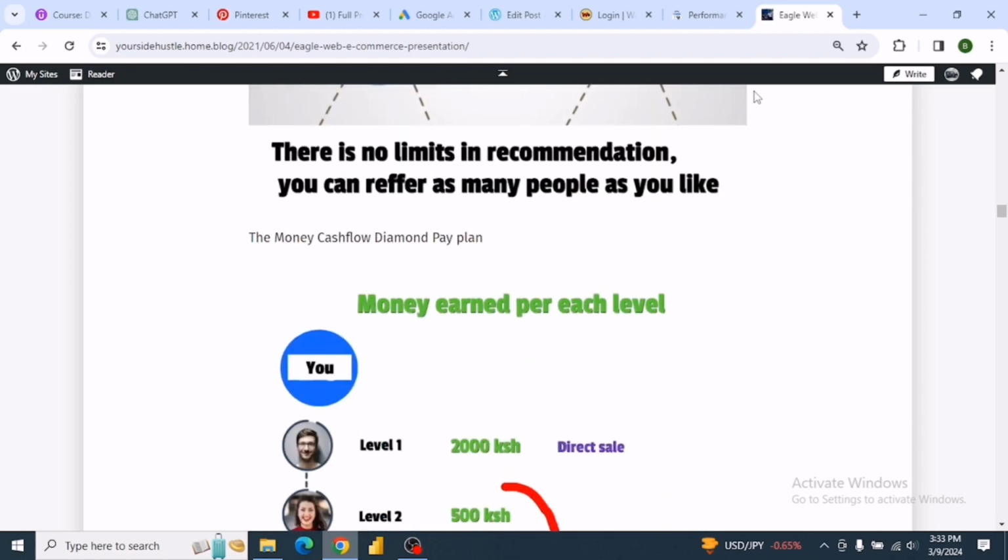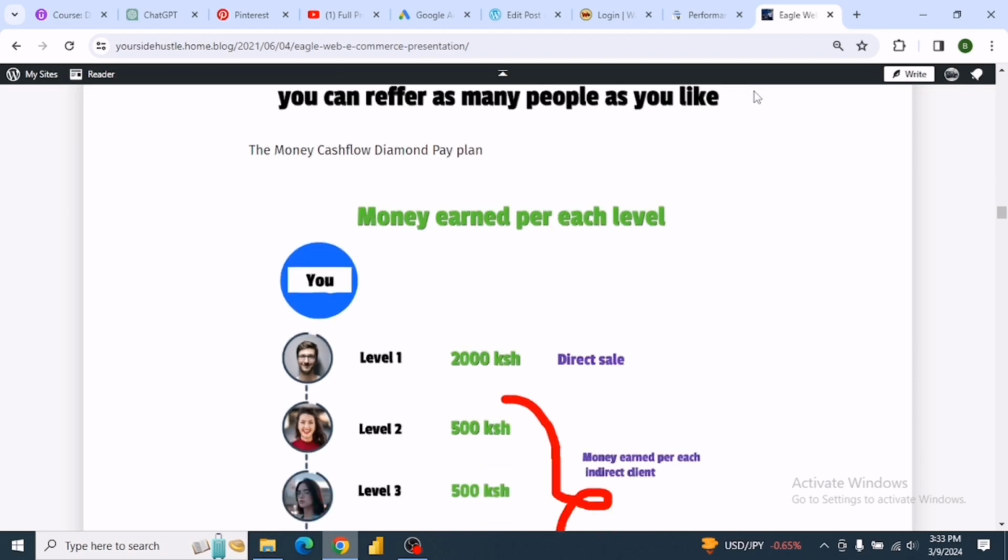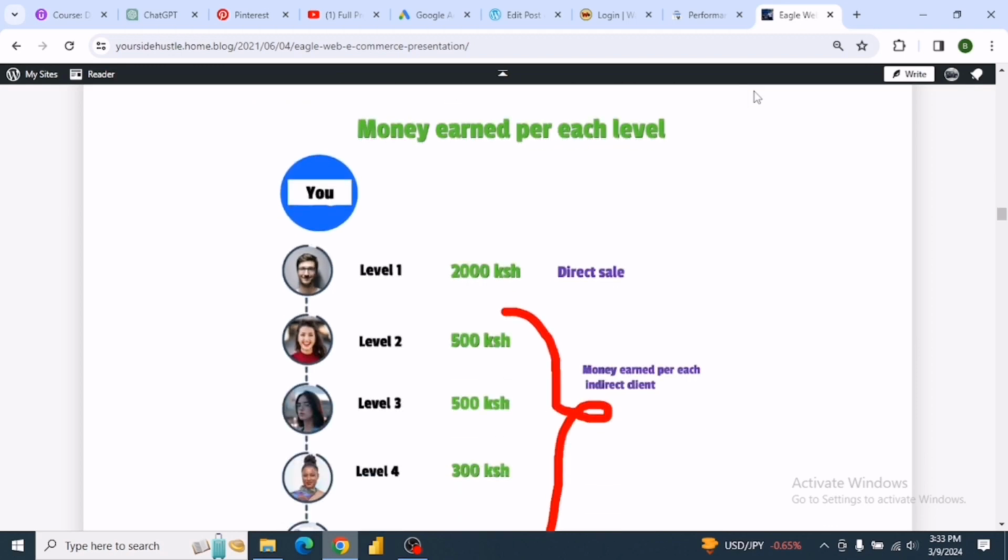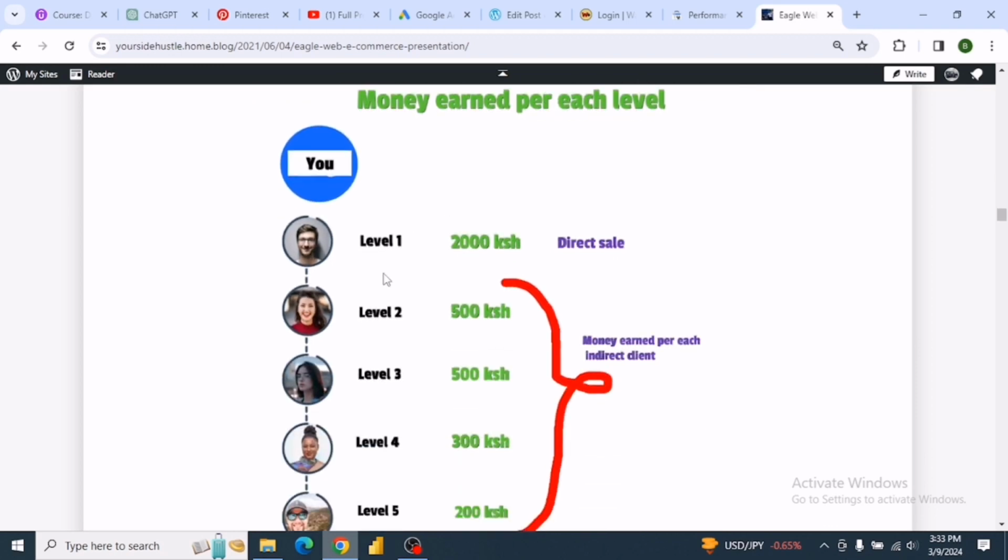Now let's go into deeper levels. Let's say this is you, and Kimani joins you with a diamond package. That means he pays Kenya shillings 5000. You will earn 2000 shillings. Now Kimani refers Njeri, and Njeri joins with the diamond package, you earn 500 from your level 2.